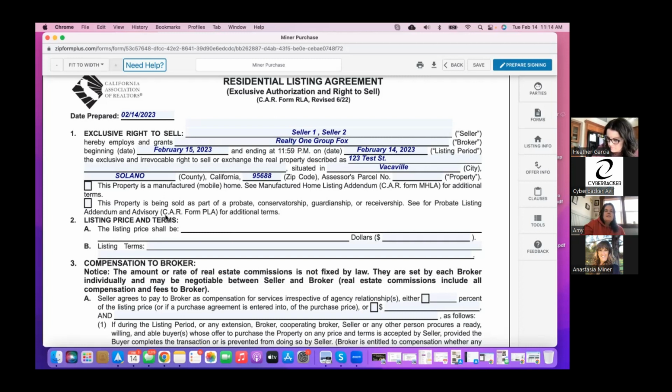Or if this property is being sold as a probate, conservatorship, guardianship, or receivership, you're going to see the probate listing addendum and advisory, CAR form PLA, for additional terms. So you check this box here, right? So you got those two options.